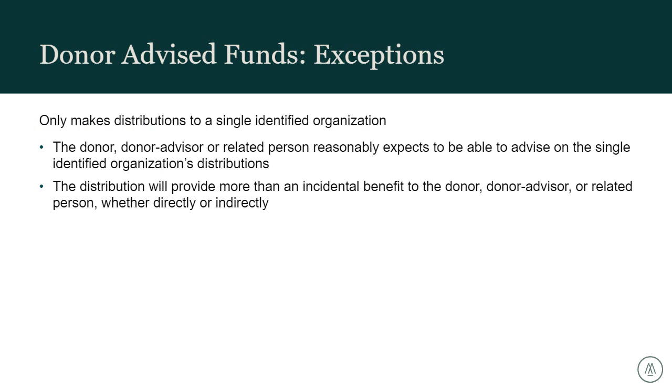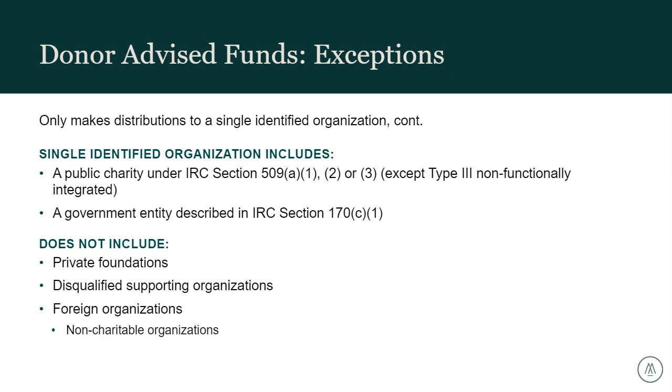So, exceptions to donor advised funds. There's an exception if distributions are made only to a single identified organization. As usual, there are exceptions to the exception. If the person reasonably expects to be able to advise the SIO on its distributions, then it does not qualify for the exception. Or if the person is going to receive more than an incidental benefit.